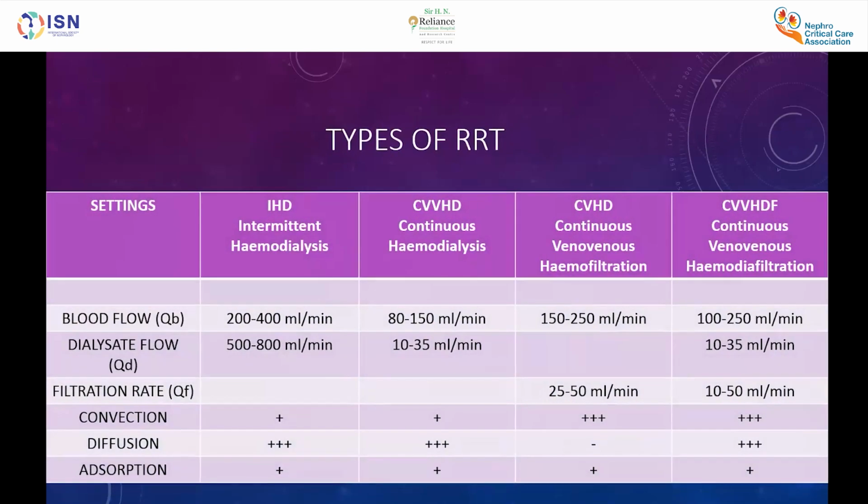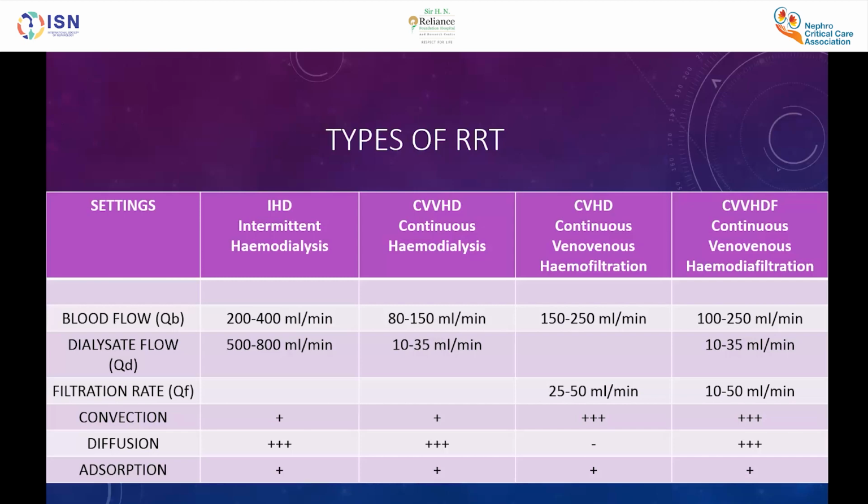So the different types of RRT are intermittent hemodialysis, continuous hemodialysis, then CVVH, that's the hemofiltration, and HDF, that's the hemodiafiltration. In intermittent hemodialysis, to start with, we can set a blood flow of around 200 to 400 ml per minute with a dialysate flow of around 500 to 800 ml per minute. The dialysis occurs mainly through the diffusion method.